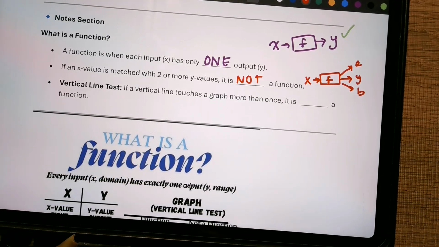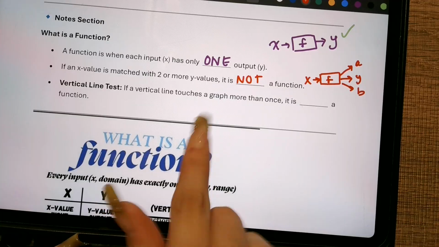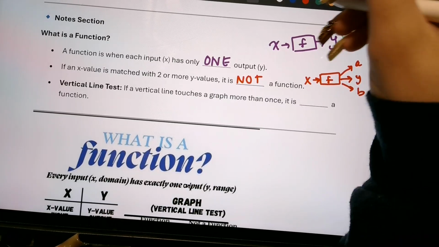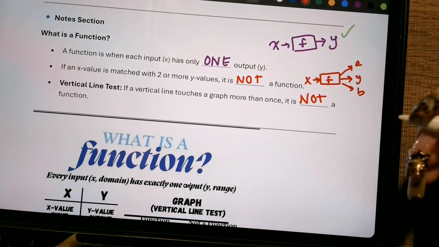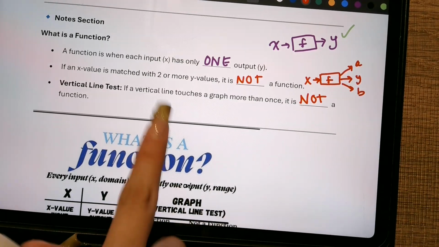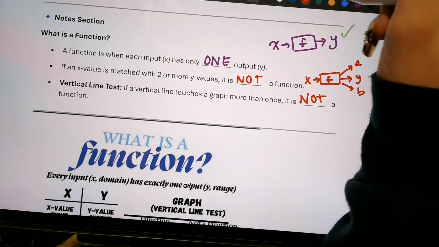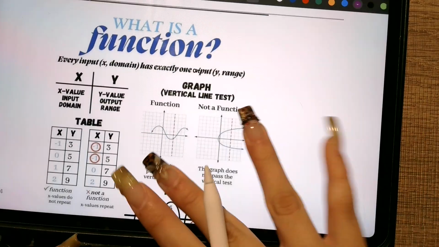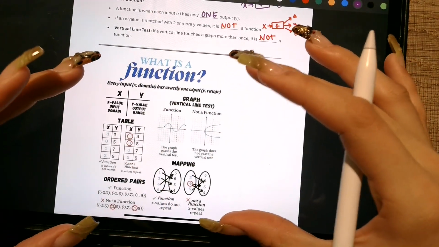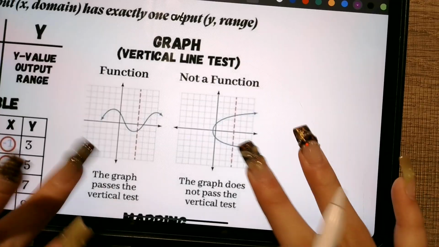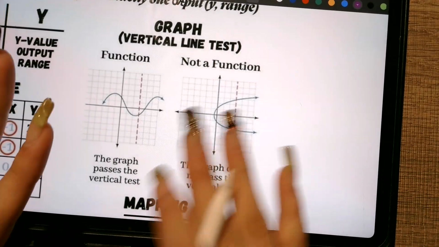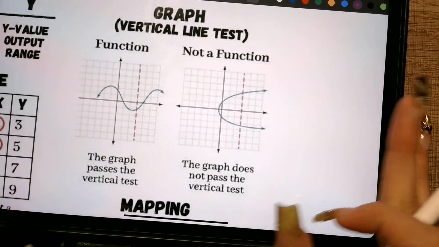Vertical line test is, so if a vertical line touches a graph more than once, it is not a function. And we're going to see what that looks like right now. So let's actually go over the vertical line test first. So coming down to right here, this is kind of like a mini anchor chart. So coming down over here, we can see some vertical line test happening here.